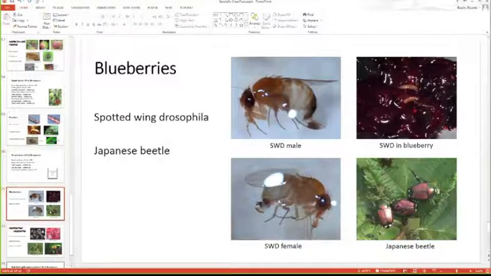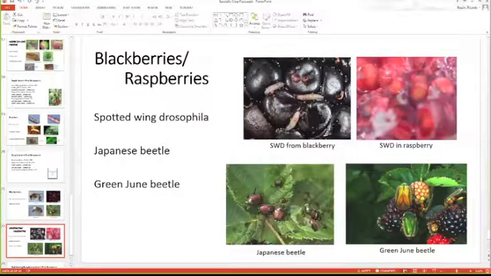To a lesser extent, we have Japanese beetle, and that can be a problem with the blueberries, eating the fruit. In terms of blackberries and raspberries, again, the number one pest by far is going to be the spotted wing Drosophila. Blackberries and raspberries are our most susceptible crops. We've done some counts, and we have seen 10 or more larvae per berry in blackberries. So they can be very heavily infested with these larvae. Again, the same things that I mentioned with blueberries would apply to the blackberries and the raspberries.